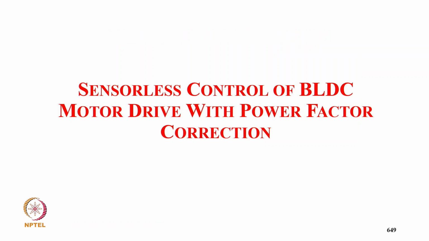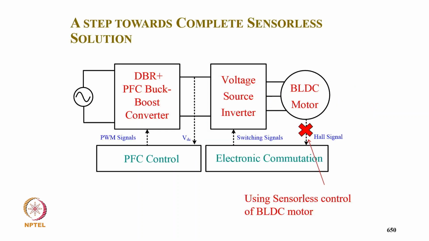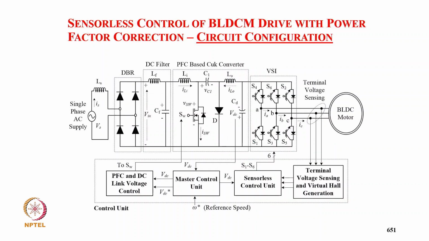Now coming to sensorless control of a BLDC motor drive with power factor correction converter. So here what we do, so far we have taken a diode rectifier, PFC boost converter, and we are sensing the DC link voltage for the control, and we were taking a Hall effect signal for switching. So we can have a sensorless control as we already discussed, so we can avoid the Hall effect sensor also in that case. So here is the case study.